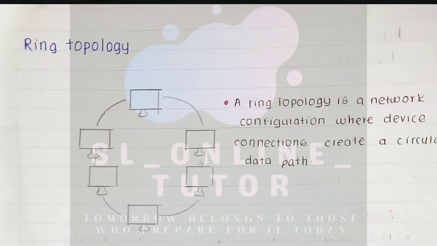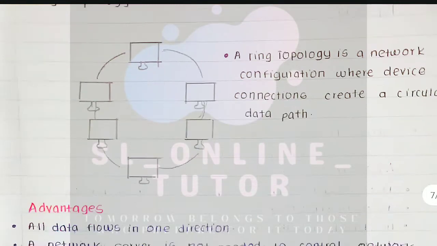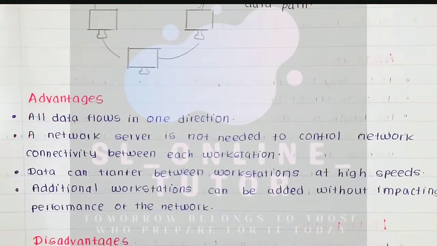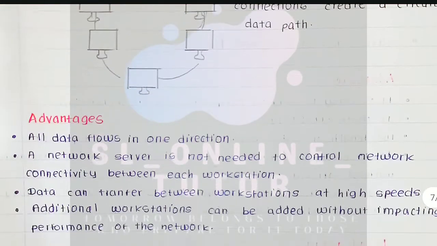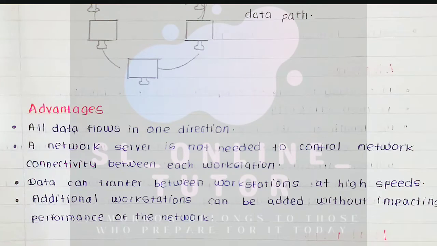Ring topology. A ring topology is a network configuration where device connections create a circular data path. Advantages of the ring topology are: all data flows in one direction. A network server is not needed to control network connectivity between each workstation. Data can transfer between workstations at high speed. Additional workstations can be added without impacting performance of the network.